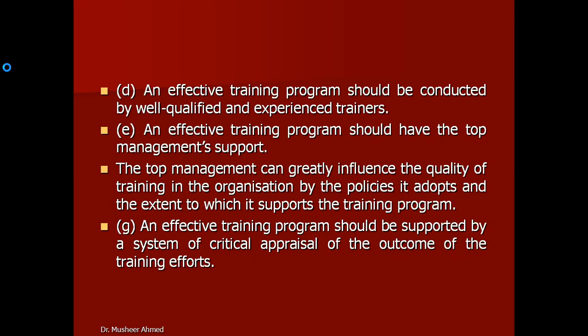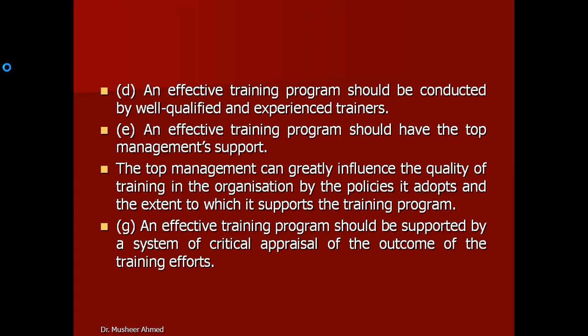Now, the fourth point: an effective training program should be conducted by well qualified and experienced trainers. It is obvious that only if you have a well qualified and experienced trainer will he be able to impart the right knowledge to the candidates, otherwise he won't. Training in which the trainer is not experienced and skilled will be a useless exercise for your trainees.